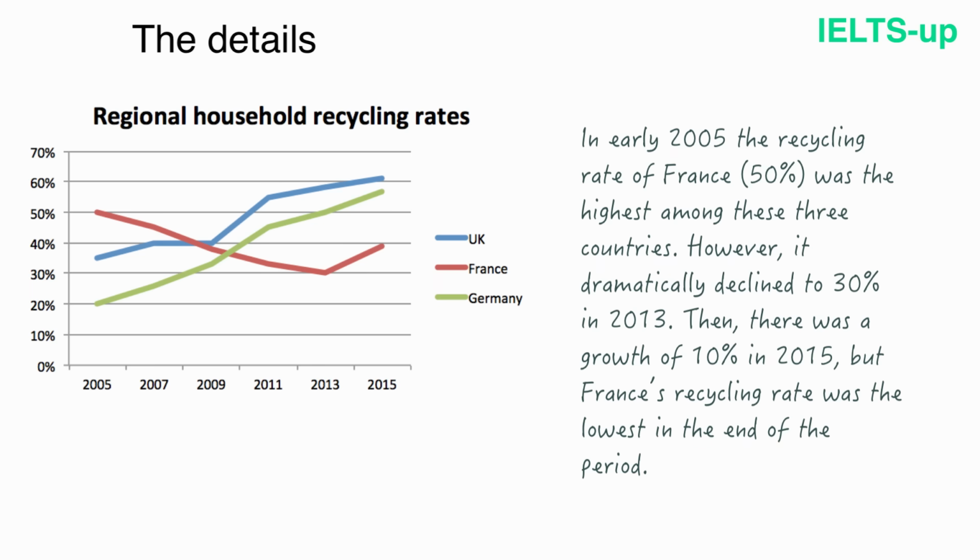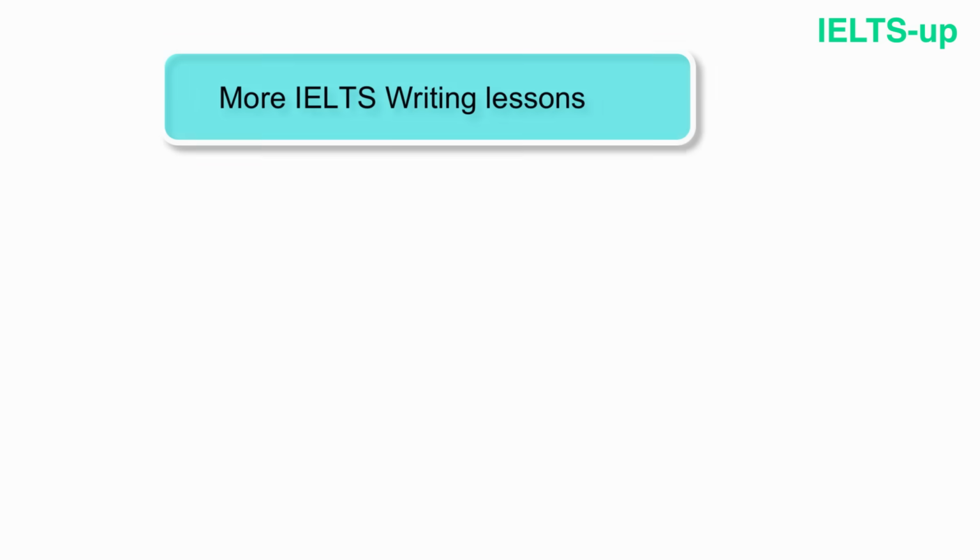And always write your Task 1 answer in the correct tense. So, if you're describing something that happened in the past, you should write the whole description in past simple tense. So, that's all with our writing. We've done it together. And this piece of writing is a Band 9 answer.